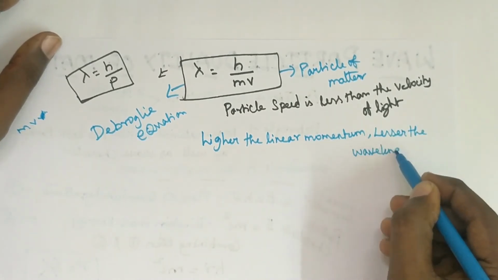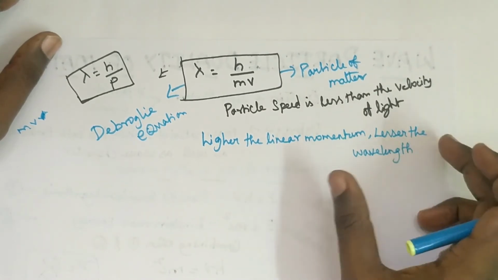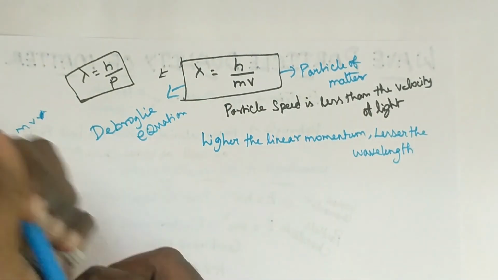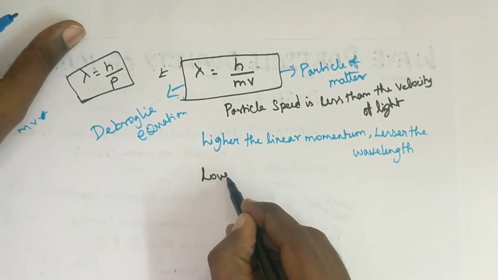The lesser the wavelength, the equation becomes insignificant. If the wavelength is insignificant, it means the equation cannot be observed. Next, suppose the linear momentum is lower.